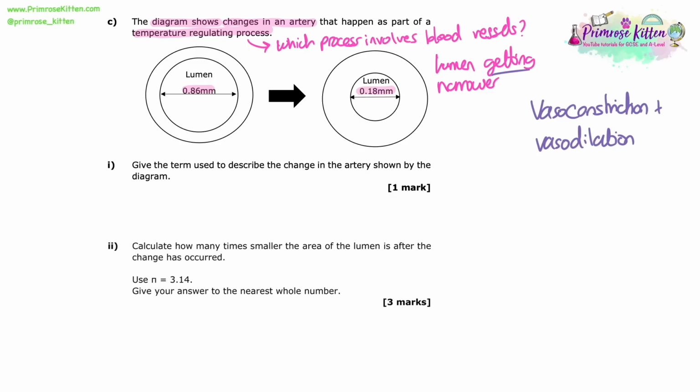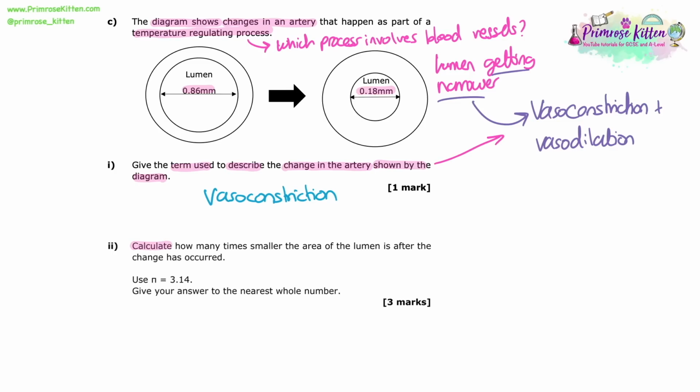When we're talking about temperature control in the body, we talk about vasoconstriction or vasodilation, which is the change in the width of the lumen of blood vessels. We know from this picture that it's about narrowing the lumen in the blood vessels, so it must be vasoconstriction. The first question asks us to give the term used to describe this change in arteries shown by the diagram, so it's just vasoconstriction.